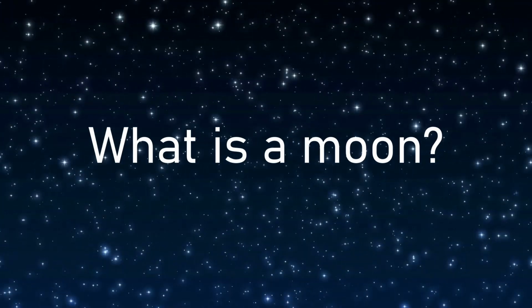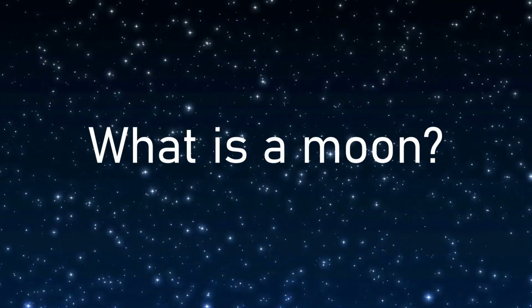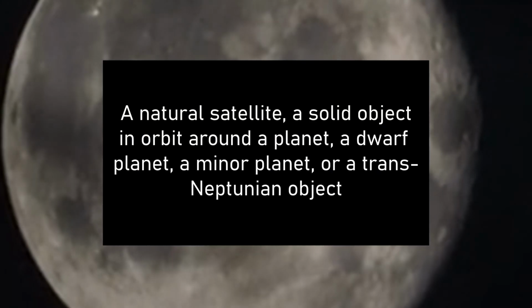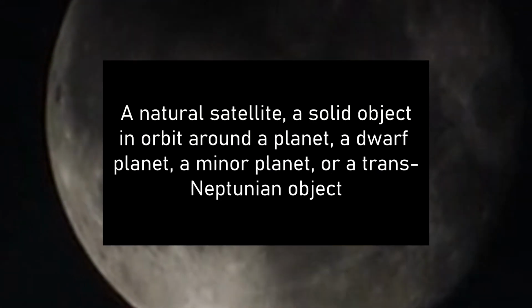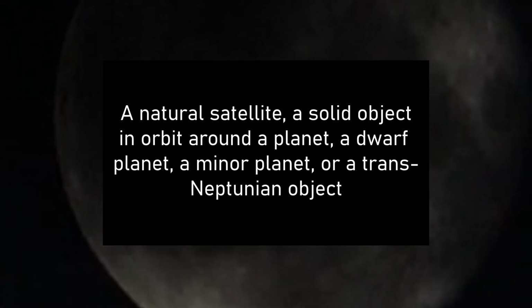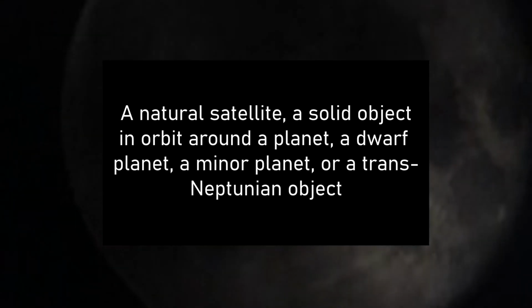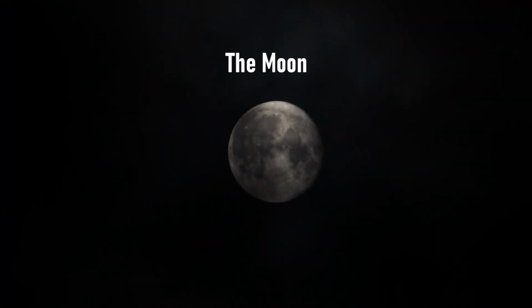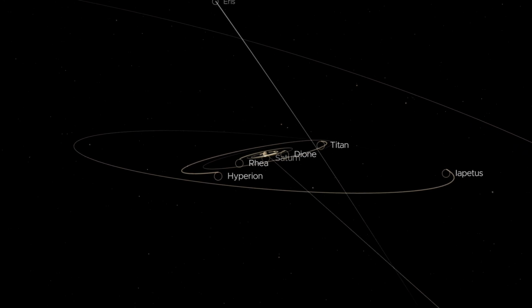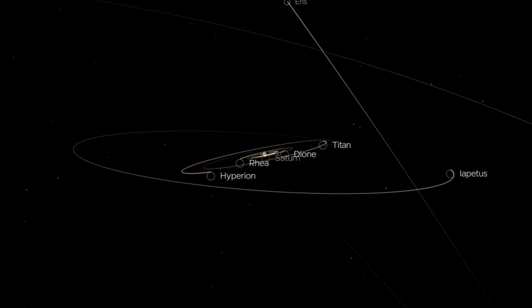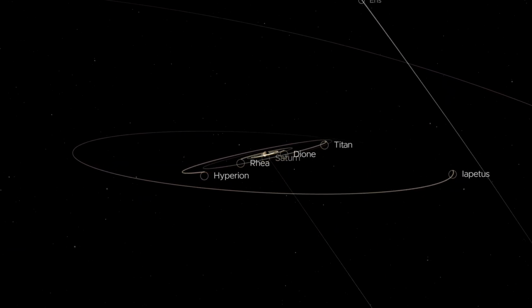Definition number 3. A moon. So what is a moon? A moon is a natural satellite, a solid object in orbit around a planet, a dwarf planet, minor planet, or a trans-Neptunian object. Earth obviously has one moon, and it's called the moon, but planets can have way more than one. Actually, the planet with the most moons in our solar system is Saturn, sitting at a whopping 82.